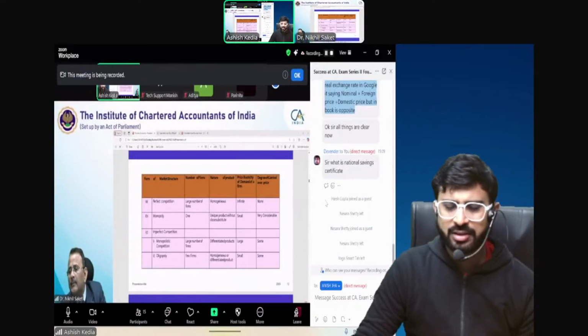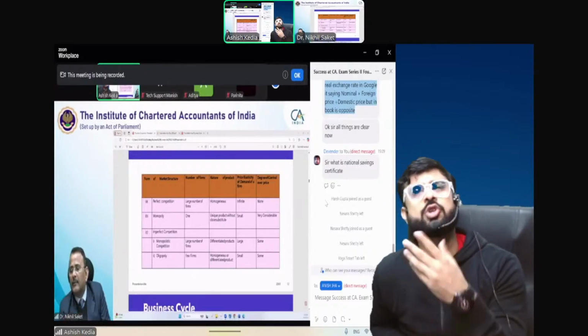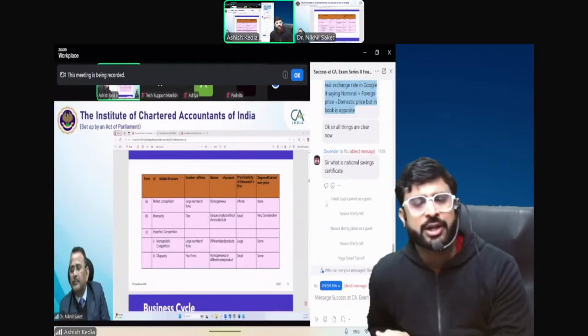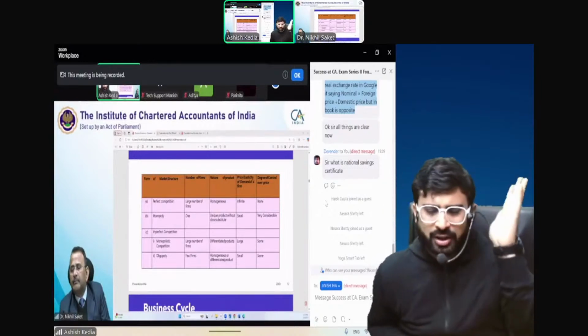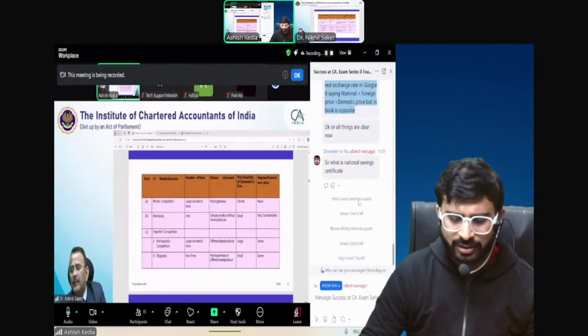Sir, what is National Savings Certificate? Devender is asking. Devender, basically these were certificates issued by the government for people, a kind of investment, you could say. So when we compute M4, we don't consider this because these were old concepts. We don't include that as per RBI guidelines.